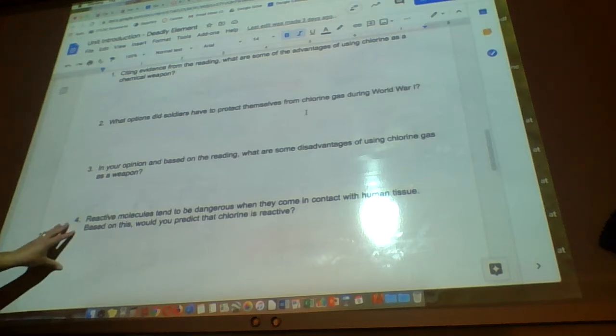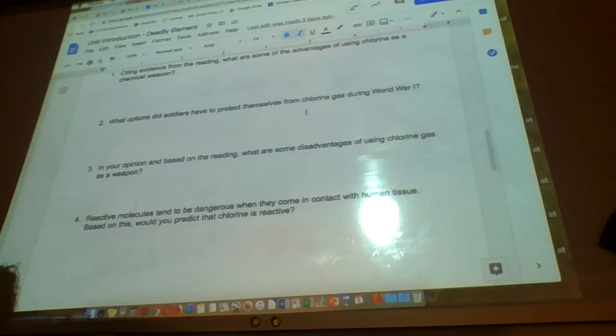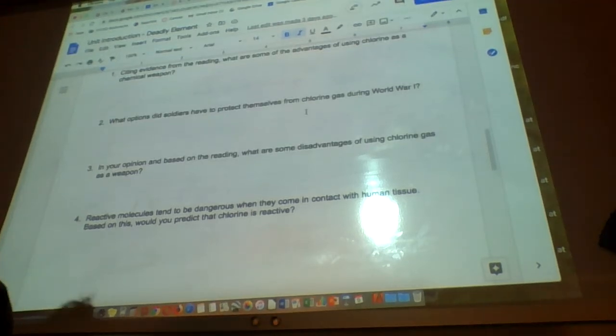So number 4, then we need to predict whether you think chlorine is reactive based off of the fact that it can burn human tissues from the inside out. It will burn through your lungs. It will burn through your throat. Yeah, go ahead and answer that. Yes, it is reactive. It is going to be harmful. What's also kind of tricky about chlorine is it can kill you very quickly, or it could take forever, and you would just burn.